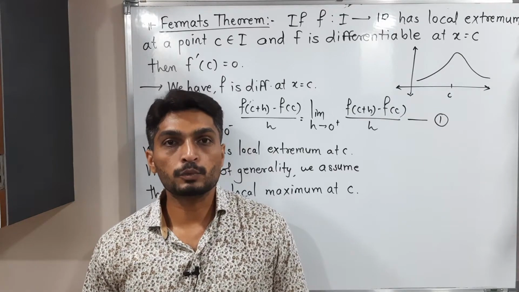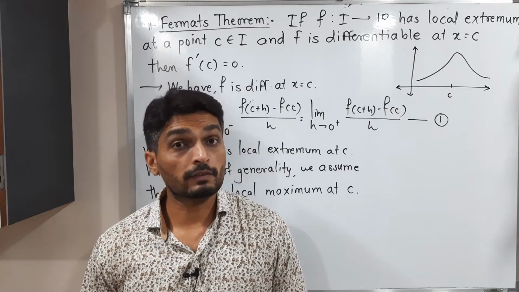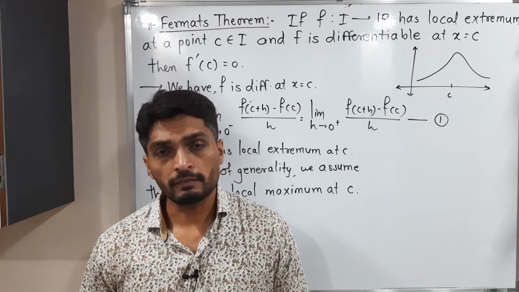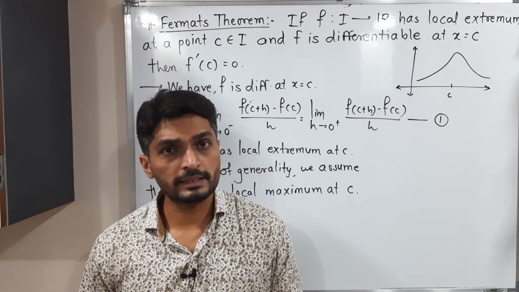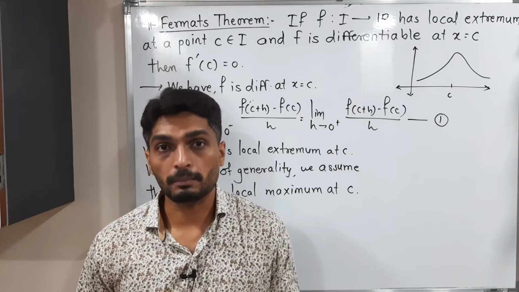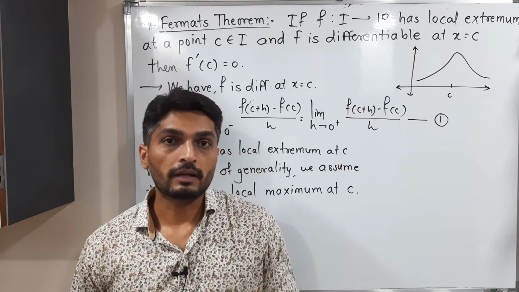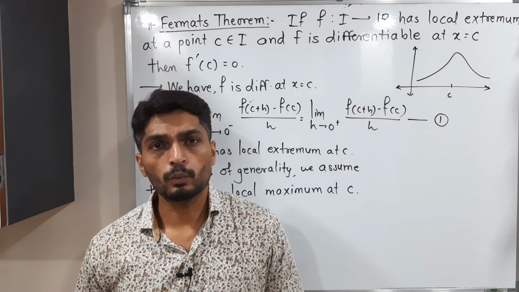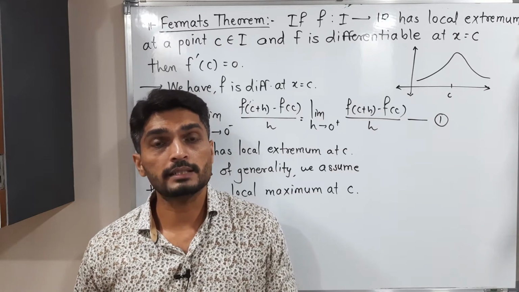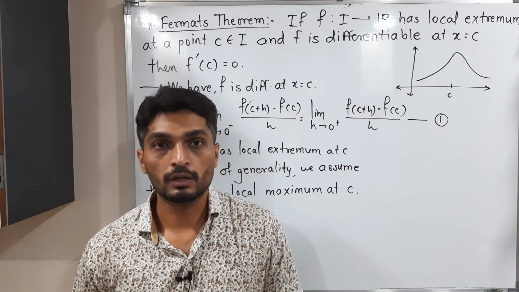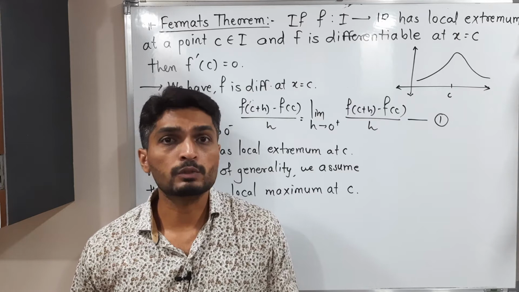Let us discuss this very important theorem. We call it Fermat's theorem. It states that if the function is differentiable at c and it has an extremum at c, then f dash of c is equal to 0. What is the meaning of extremum? That means the function has either a minimum or a maximum value. So it's a very important theorem when we solve examples.